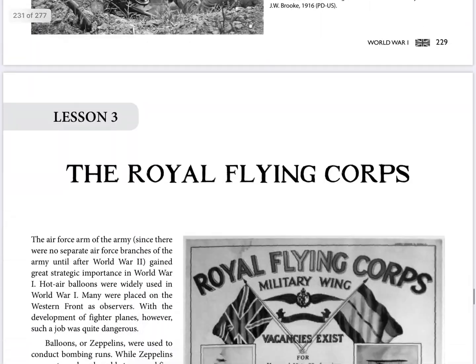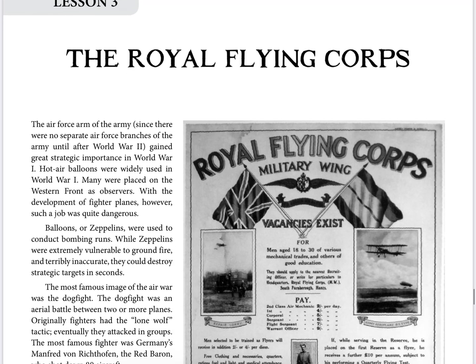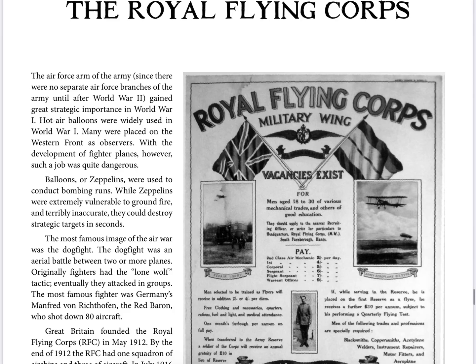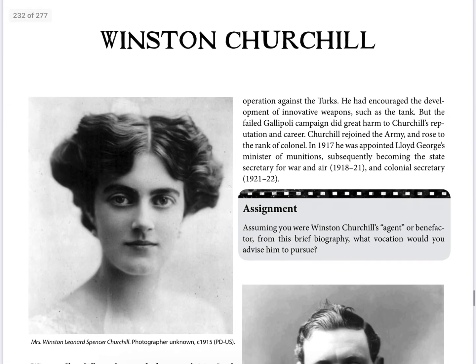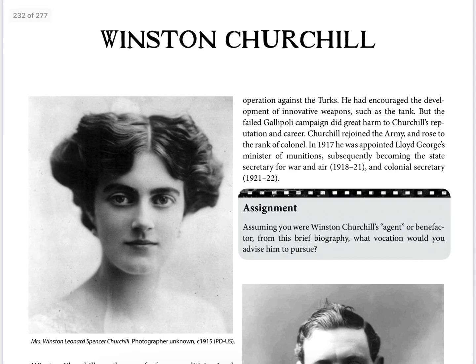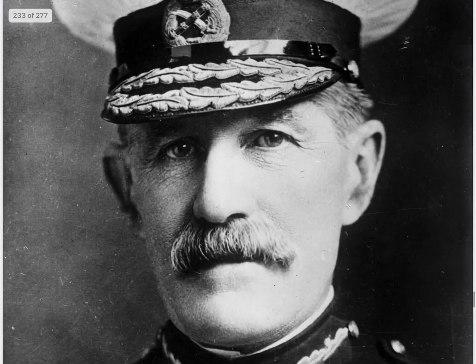Lesson 2 would be discussing this battle. And then number 3, this one will be exciting. It's the Royal Flying Corps. All right, and so talking about the Air Force arm of the Army, since there were no separate Air Force branches of the Army until after World War II, it gained great strategic importance in World War I. Things like hot air balloons were actually used during this war. So it's actually going to be a pretty exciting chapter for you all. And then lesson 4 will be Winston Churchill, discussing who he was and his impact on the world.